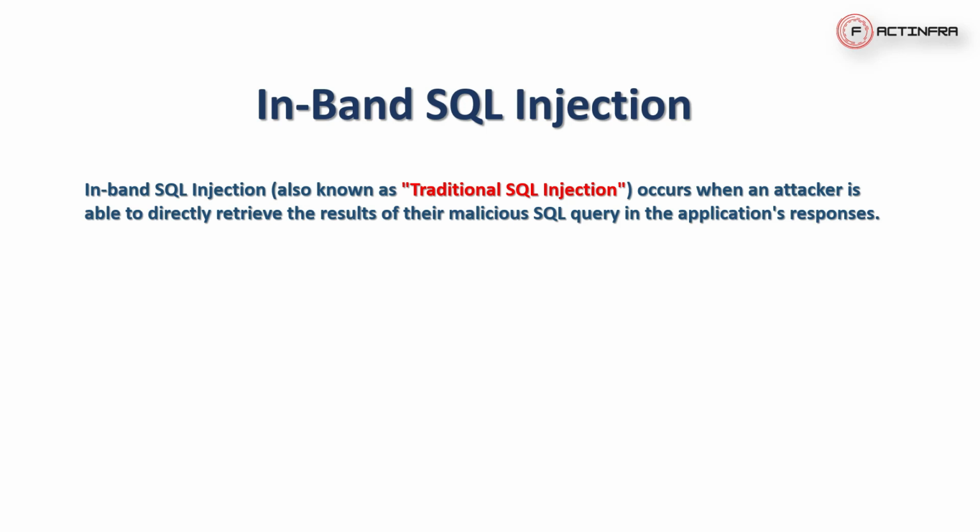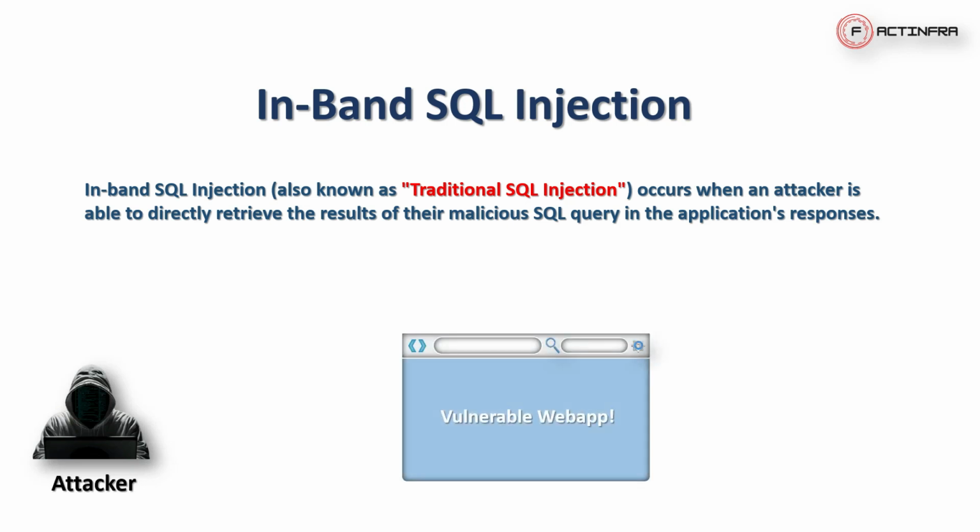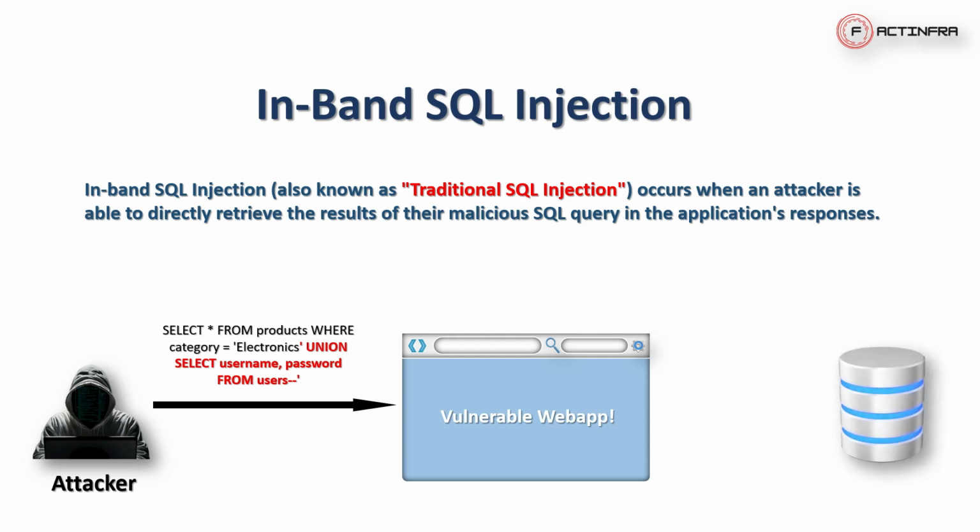Now I'm giving you one scenario. Let's suppose there is an attacker, and this attacker can inject something malicious into a vulnerable web application. This is the vulnerable web application you can see, and the attacker injects a malicious SQL query, as you can see on the screen. After that, the vulnerable web application interacts with the database, and the database directly gives the response, or you can say the result of this query, into the vulnerable web application, and the attacker can easily see the response. So this is in-band SQL injection.